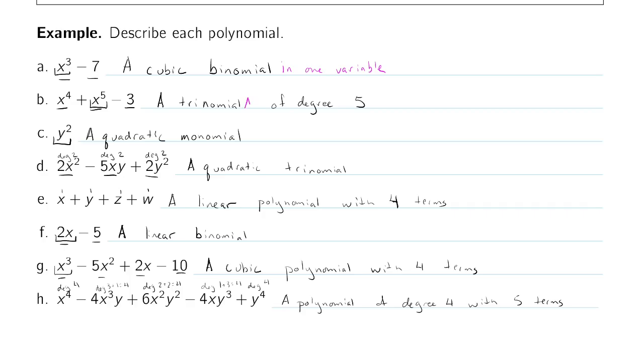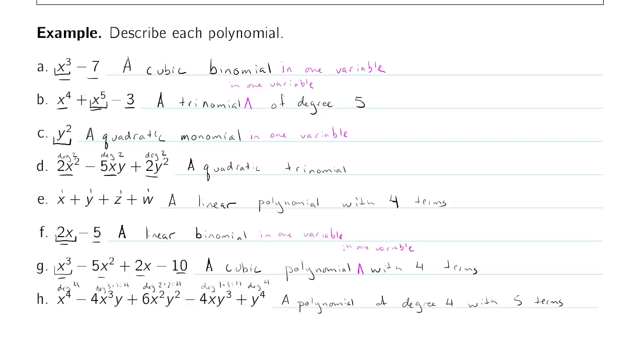We would say a trinomial in one variable of degree 5. We would say a quadratic monomial in one variable. A linear binomial in one variable. A cubic polynomial in one variable with 4 terms.